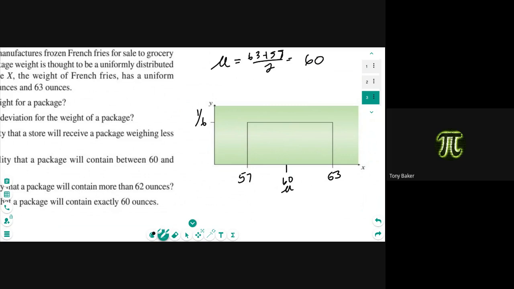The median. In most of your normal type distributions, median and mean will be the same. The only time it's not is when it's skewed left or skewed right. We talked about that.